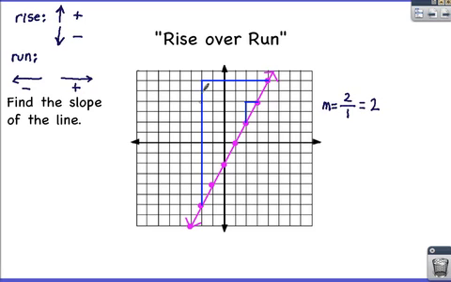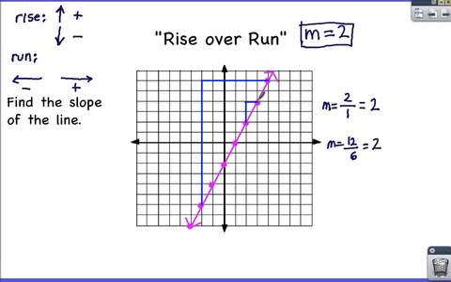Now notice how if I were to pick these 2 points, I should end up with the same answer. So our rise, 1, 2, 3, 4, 5, 6, 7, 8, 9, 10, 11, 12. And our run, 1, 2, 3, 4, 5, 6, also reduces to 2. So the slope of this line is 2.